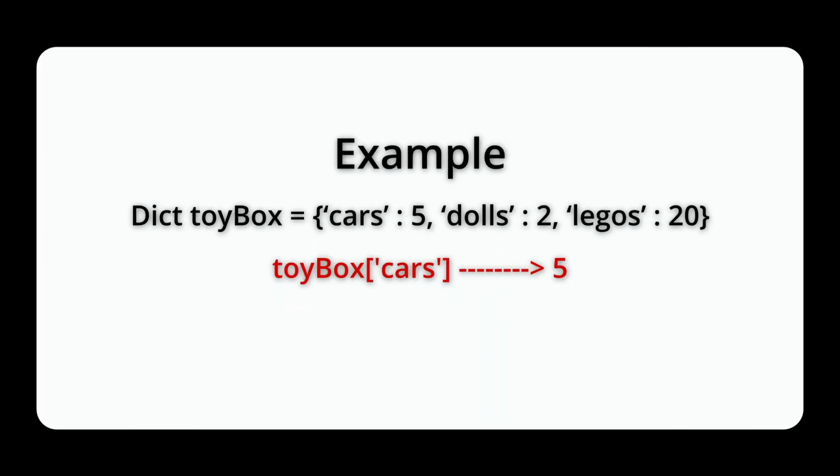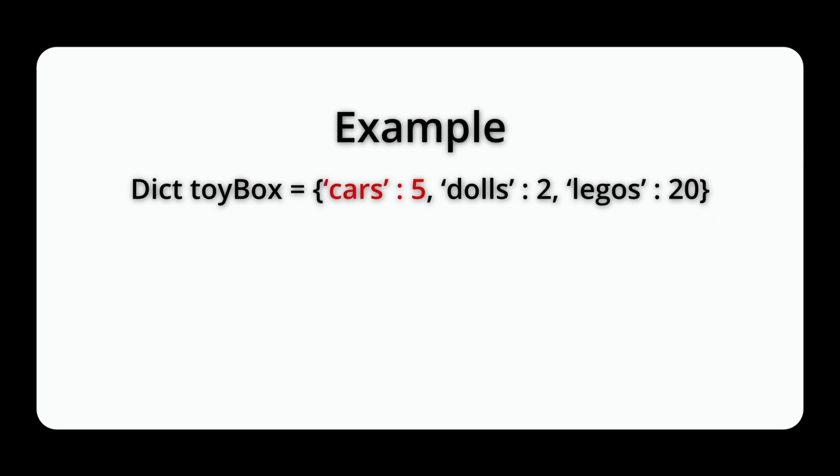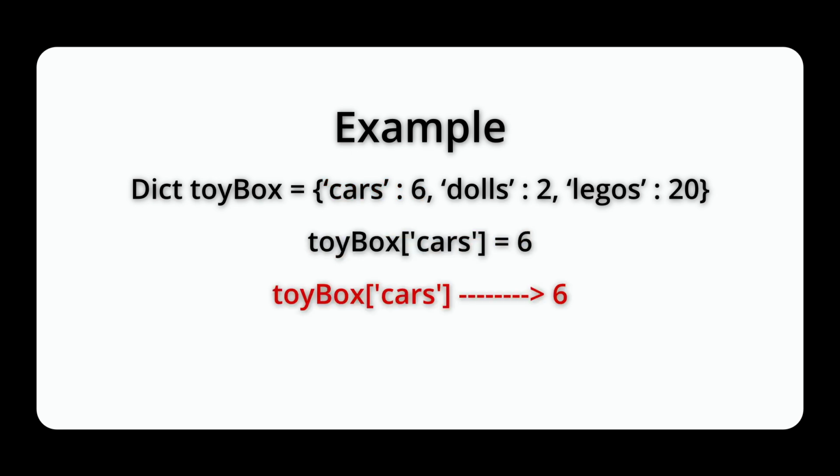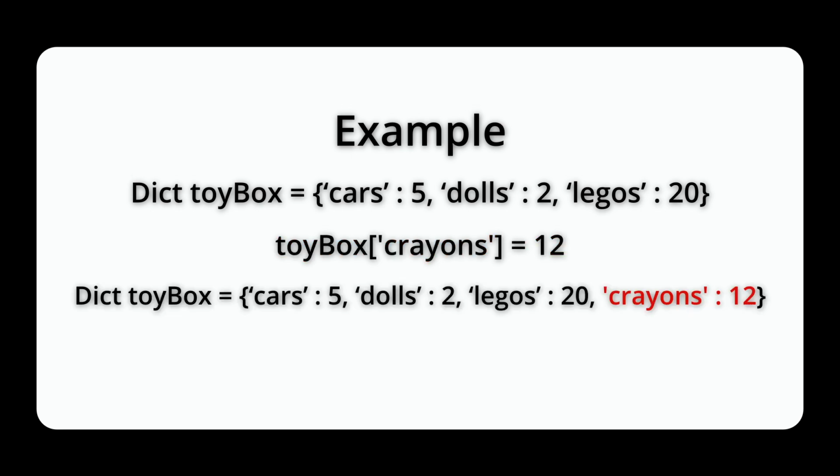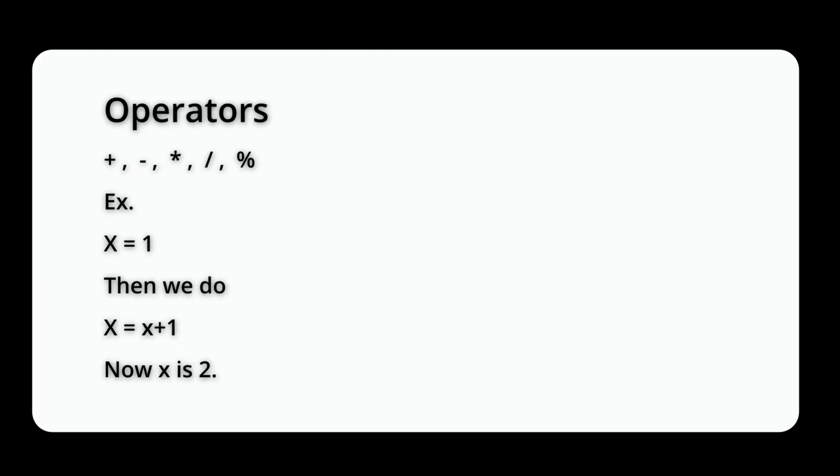For example, we can pull out the value for cars, which is 5, by referring to the cars key in the Toy Box dictionary. Adding a new key value pairing or assigning a new value to a key is done the same way. We first refer to the key that we want to add or reassign and assign a new value. Alright, on to operators.